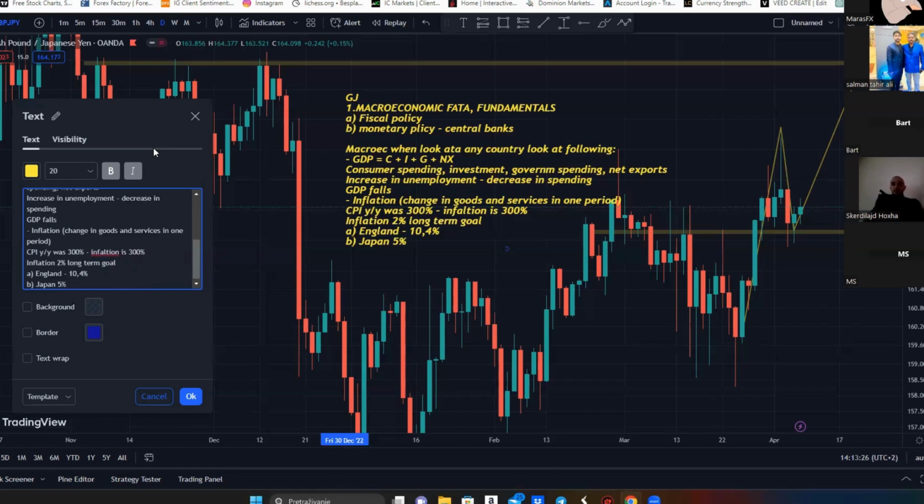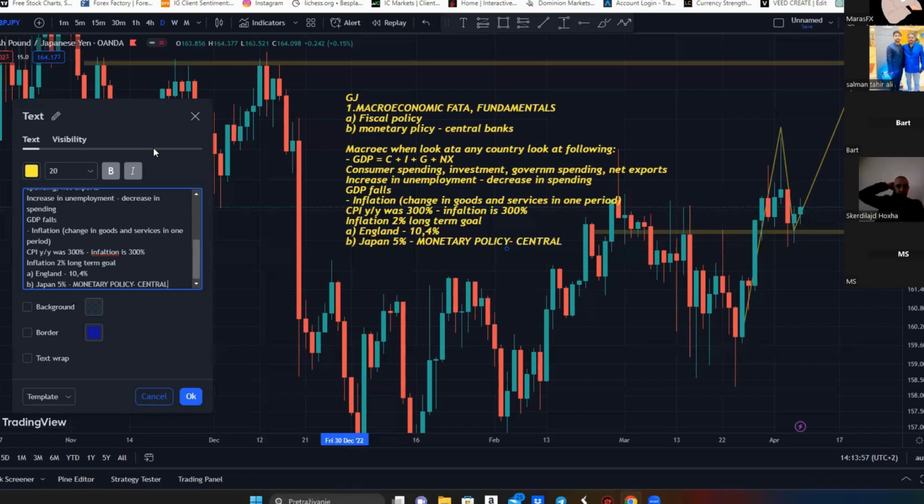So what do you have? You have a current macroeconomic situation that tells you GDP in the United Kingdom is strong. It's also strong in Japan, but inflation in the UK is 10%, and inflation in Japan is 5%. Both countries have a long-term goal of 2% inflation. Usually inflation is taken care of by monetary policy. Monetary policy means what the central bank does.